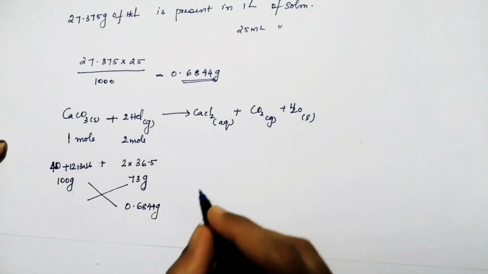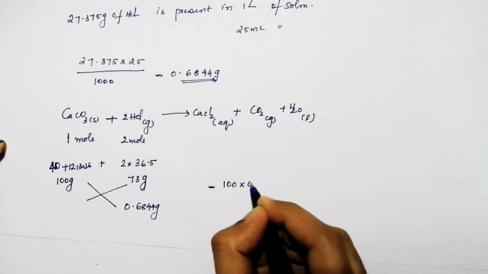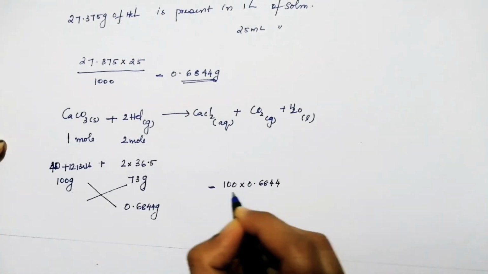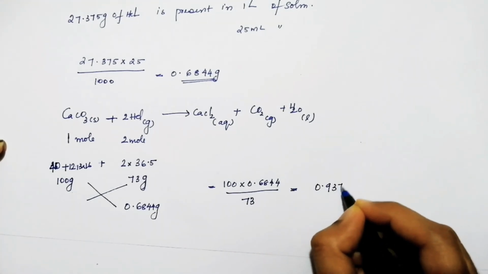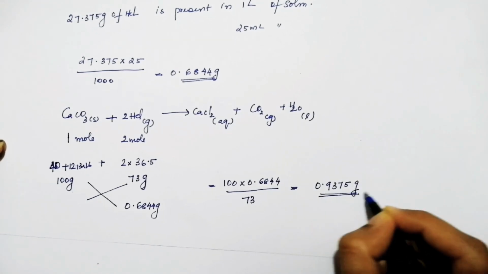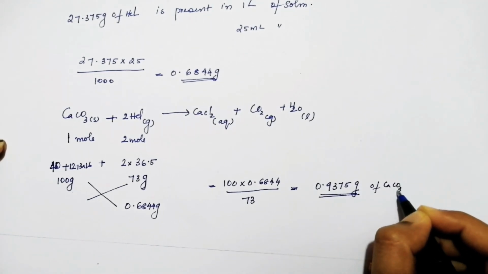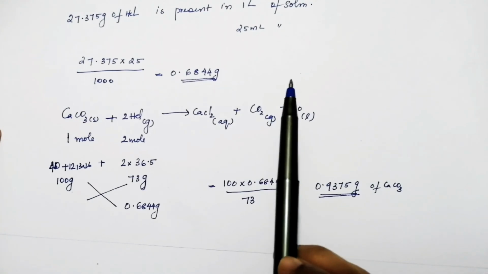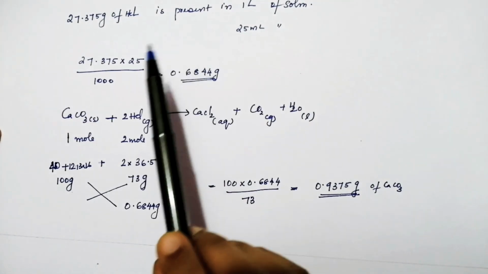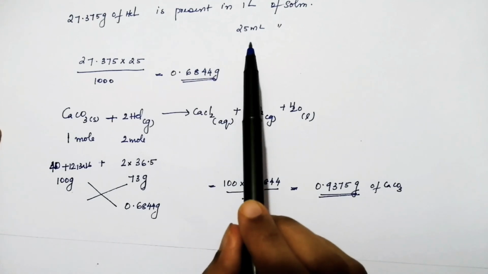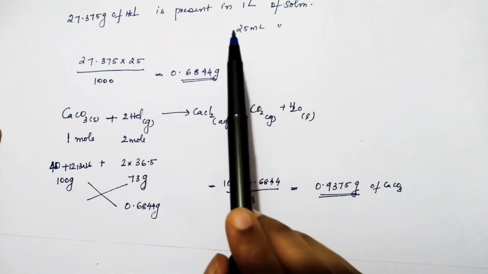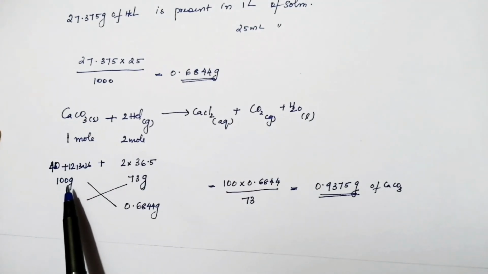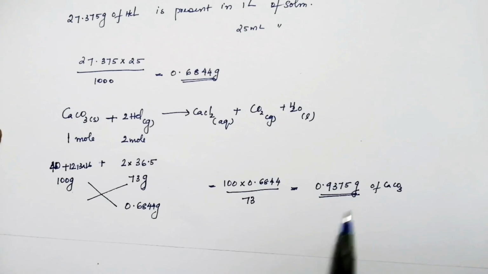Upon cross multiplication we get 100 into 0.6844 divided by 73, which is equal to 0.9375 gram of calcium carbonate. We have answered this question in 2 steps, wherein we have calculated first the amount of HCl present in 25 milliliter of solution of 0.75 molar HCl, and then using that information we have calculated the amount of calcium carbonate that we require. So this is the answer for this question.